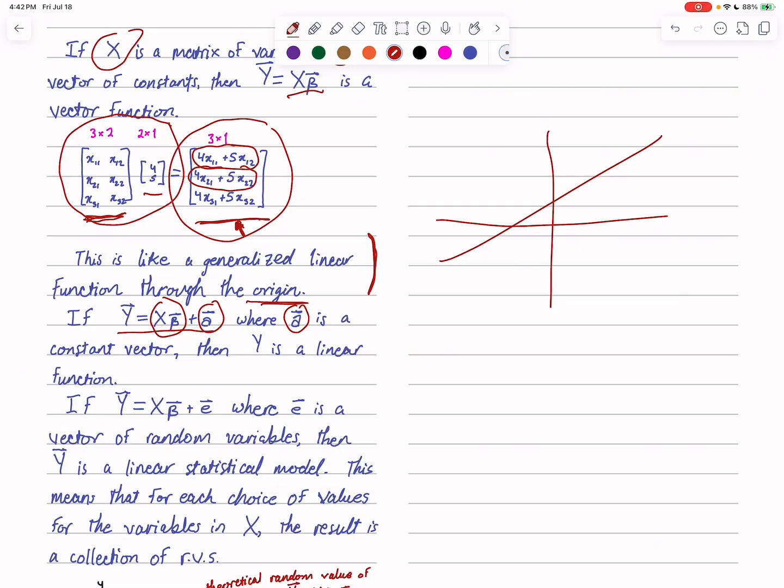Now, what we're actually going to be interested in is what happens if we take that a and, rather than have it as a constant, we instead take a vector of random variables. When you form such a function, the inputs are some real numbers that are inputs to the variables in the matrix X, and the output is a vector, this time of random variables. We call this kind of thing a linear statistical model, and that is the backbone of everything that we're going to study in this course.